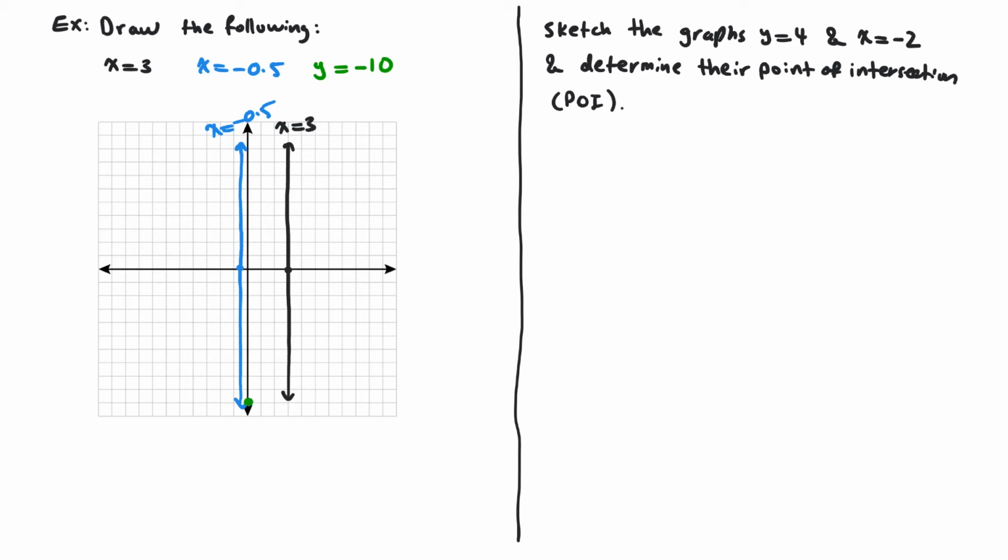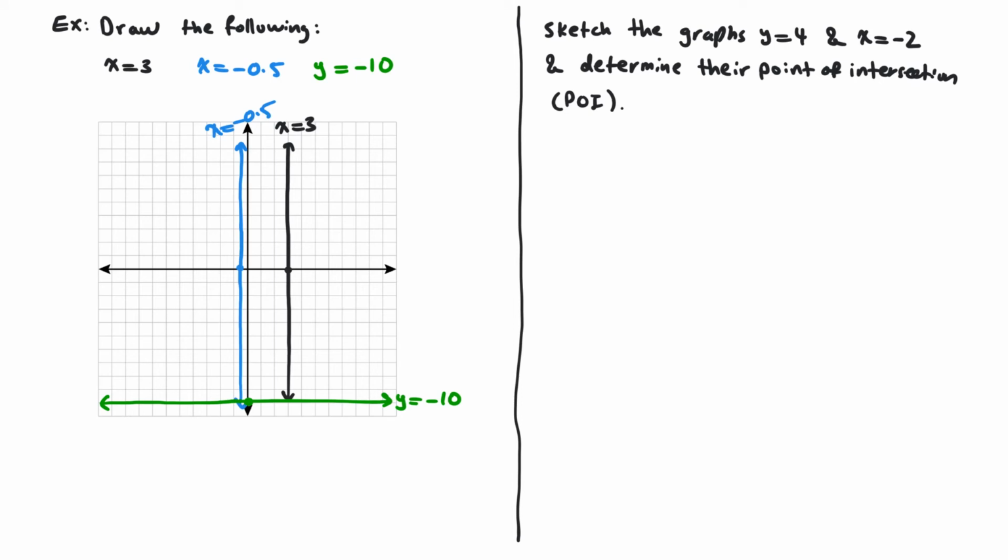So that's somewhere right here. And then I know that the y-value never changes, and it always stays at negative 10, so I just draw a horizontal line, and I will label it as y is equal to negative 10.